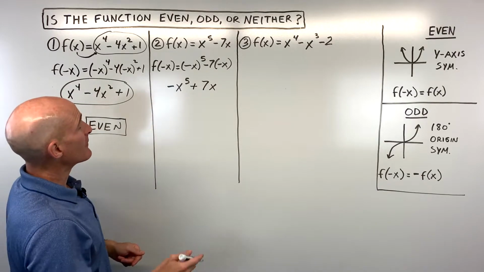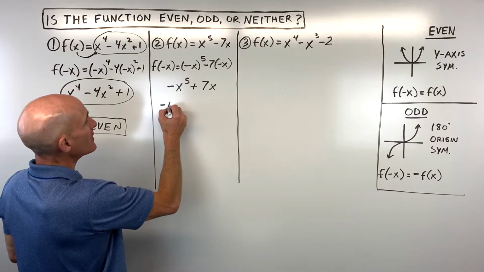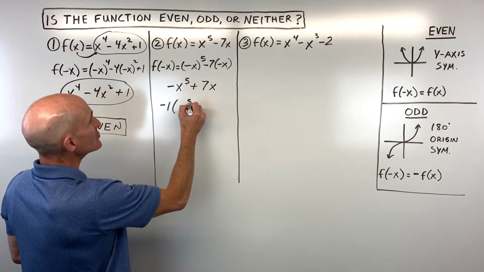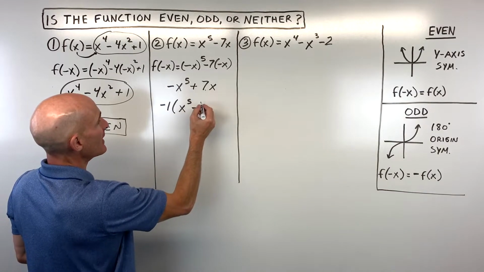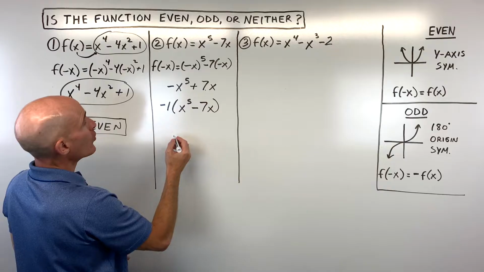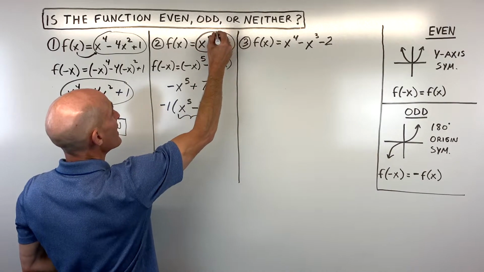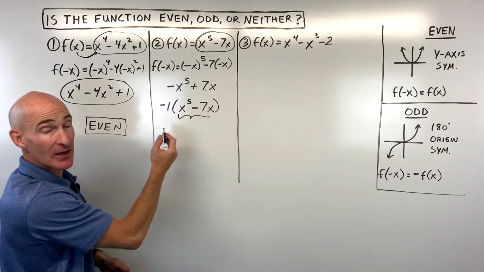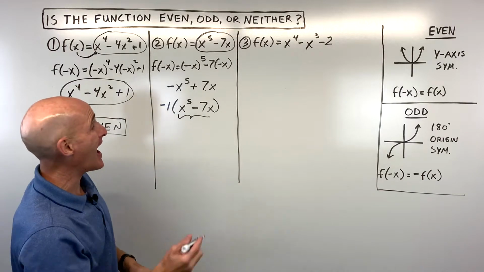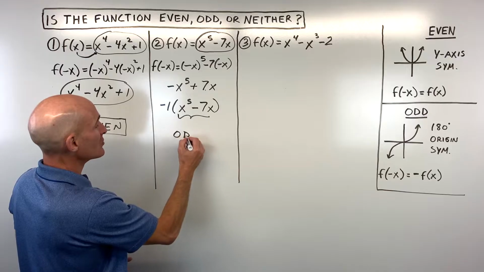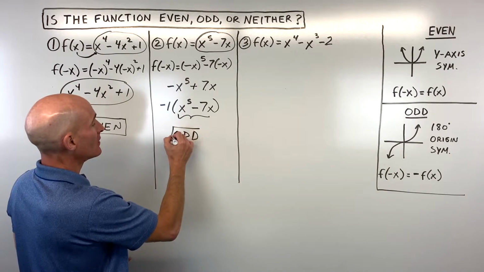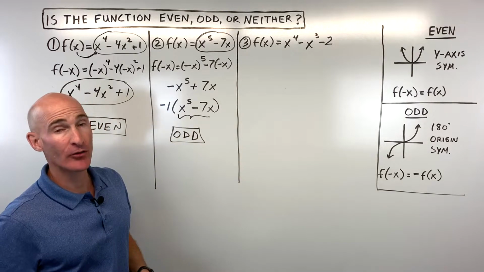And let's take it one step further. If we factor out a negative 1 here, you can see this comes out to positive x to the fifth minus 7x. And look what we have here. We have the original function, see, x to the fifth minus 7x, but it's multiplied by negative 1. So that tells us that it's an odd function. So let's go ahead and write odd. This is going to be a rotation 180 degrees about the origin.